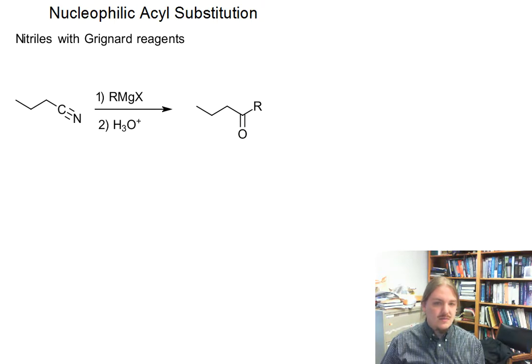And the way that this reaction works is through first nucleophilic attack on the nitrile carbon. Break one of the carbon nitrogen pi bonds. And this forms a kind of an intermediate. Let's see. I want a nitrogen here. An intermediate that looks like this.